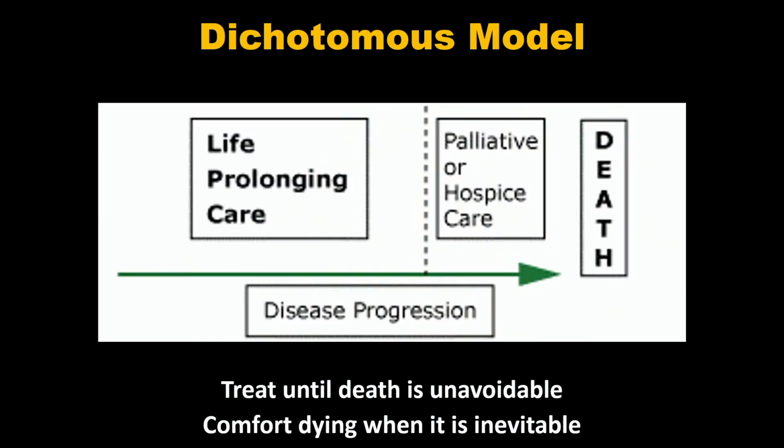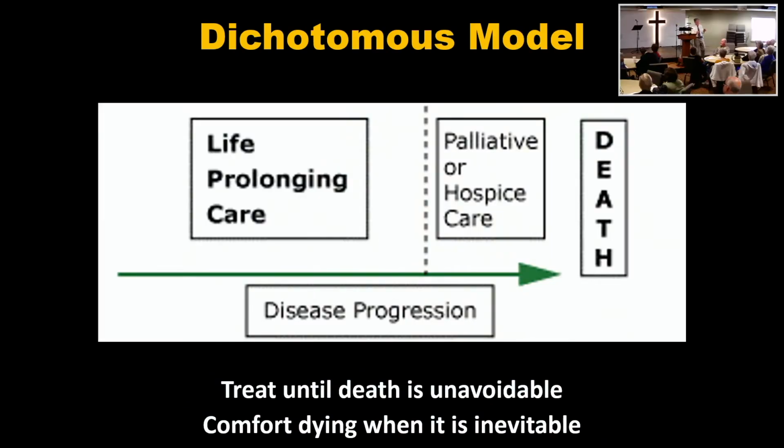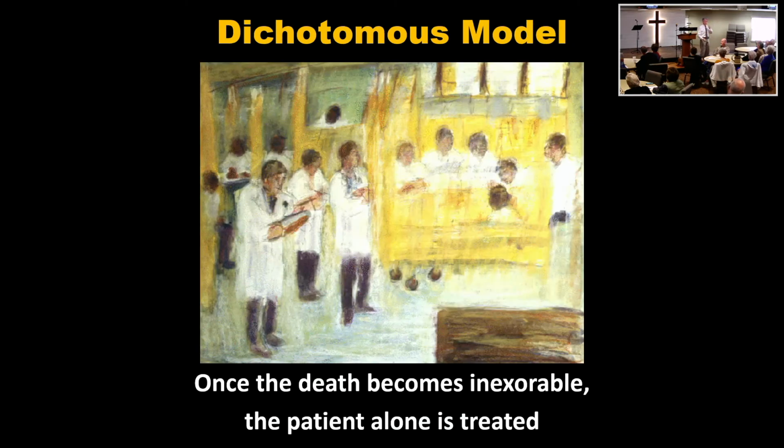So the next model is the dichotomous model. And basically, this is where you treat people until they're almost dead. This is where you've had a disease for a year. You go in a hospital, and they start to say, okay, we need hospice. So you treat until death is on. Even the clinicians know the patient's dying. So once death is inexorable, the patient alone is treated.